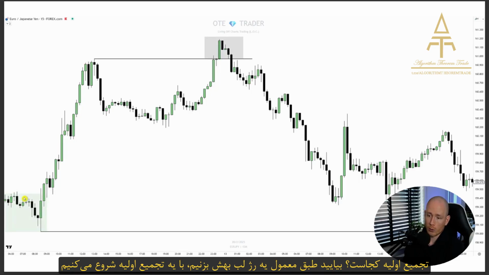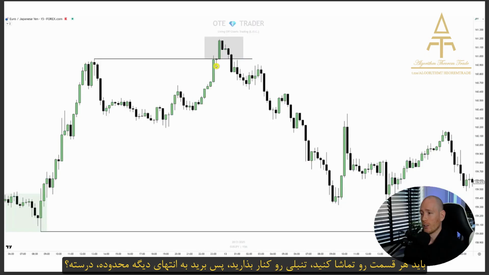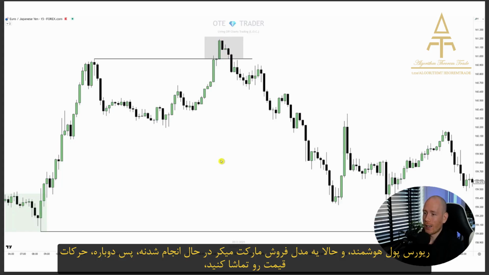As always, we start off with an original consolidation. One extreme of the range takes out the high, and think about the order pairing episode. You need to watch every episode. Stop being lazy. So go to the other extreme of the range. Smart money reversal. And now we have a market maker sell model going on.